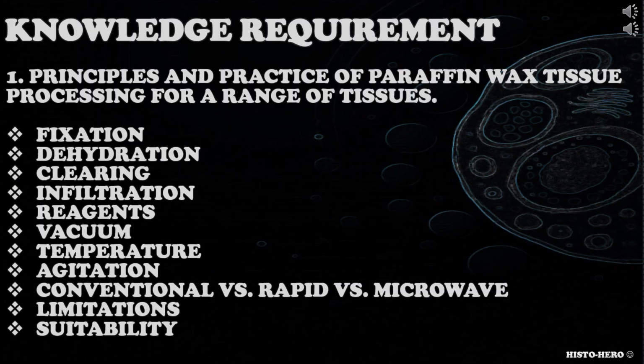What is the difference between the old-style processors, the new generation rapid automated processors such as X120 Sakura, Leica Histo-Core Polaris 3, Milestone Pathos, COS, Magnus, and microwave-assisted models, and what are their limitations? What could happen to the sample if the processing was done incorrectly? Consider fixation, dehydration, clearing, wax infiltration, reagents used, vacuum, temperature, agitation, conventional versus rapid versus microwave processing, limitations of processing, suitability of wax processing, and so on.